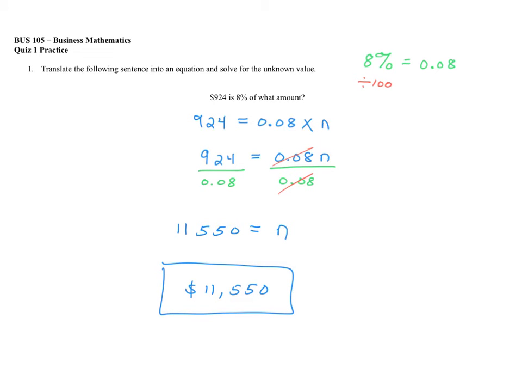And you could check your work by taking 8% of this amount, and it should be 924, but I think that is enough for this problem.